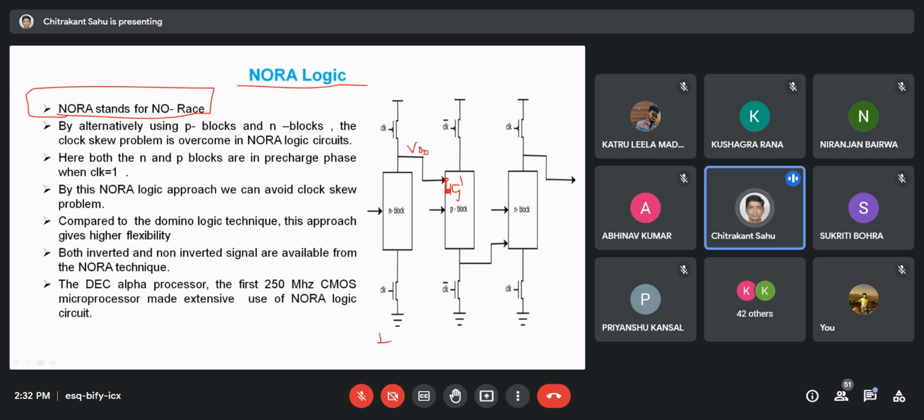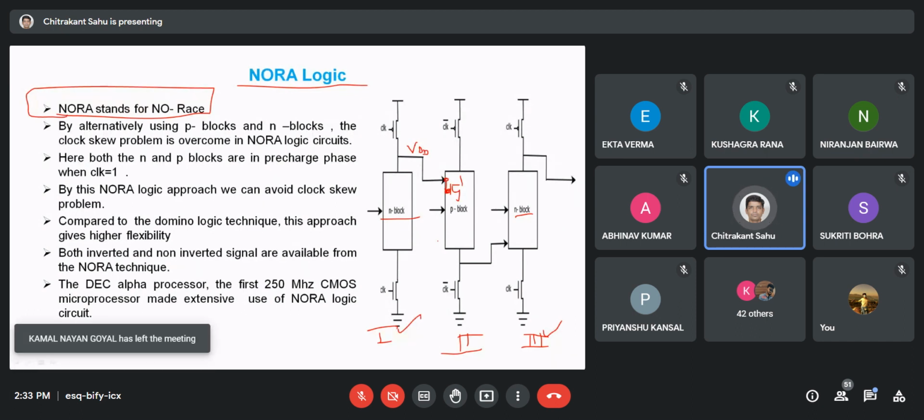So this will be the first stage, this will be considered the second stage, and this is again the third stage. So you can make a number of integrated circuits using dynamic logic by putting n blocks in odd stages: the n block will be repeated in the odd stages and the p block will be repeated in the even stages. This way you can prepare the whole complete logic circuit.